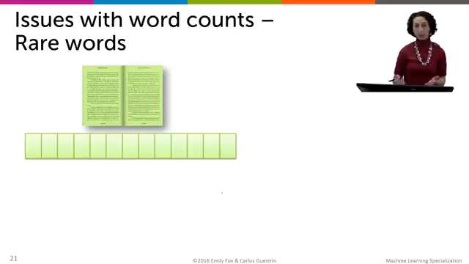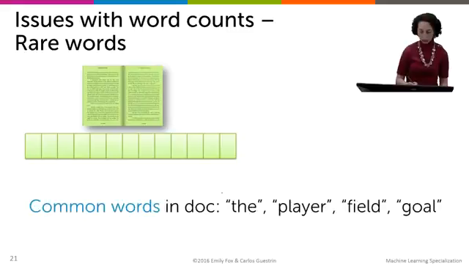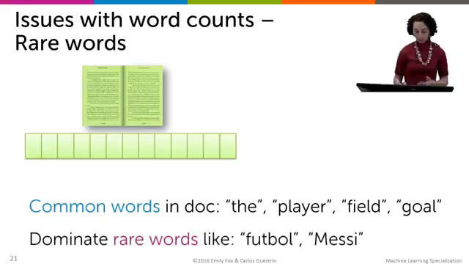But an issue with this very simple representation has to do with rare words. For example, let's imagine that this document had lots of common words like the, player, field, and goal, but only a few instances of some rare but important words like football and Messi. Messi is one of the players in that article that Carlos was reading about. That highlights something important and unique about that article, and that might be of interest specifically to Carlos, more than something like player or field, which might have to do with lots of other types of sports and lots of other types of settings.